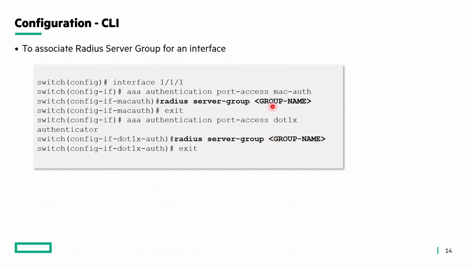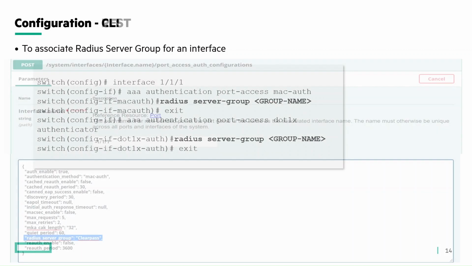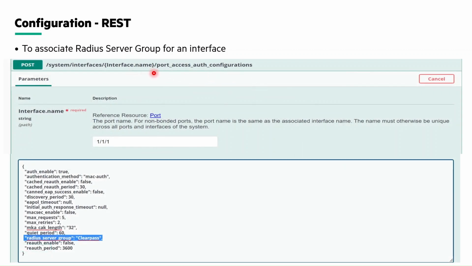Next, how this configuration can be done via REST. Here is a snippet from the UI. This is the port level configuration. You have to go to system interface and then the interface identifier. For that particular interface, you have to go to the port access auth configurations. I have done this for the MAC auth. Based on the particular auth method, we can configure the radius server group like this.